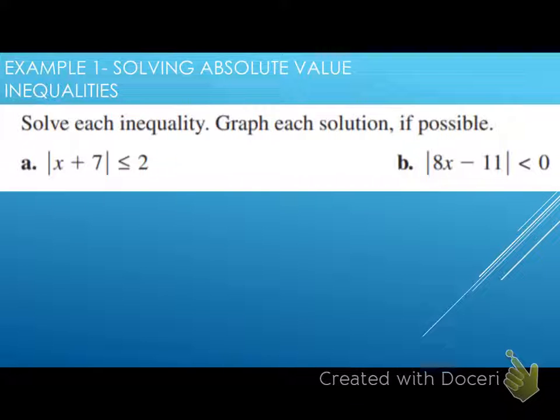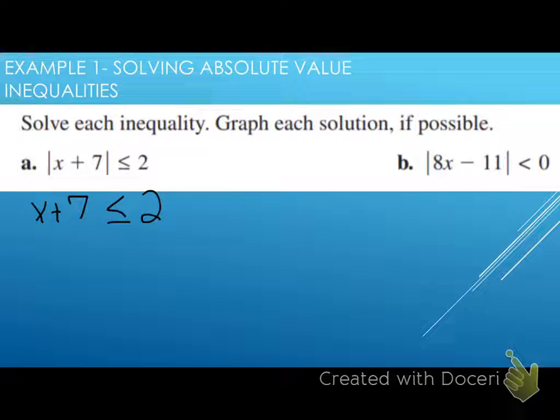What does my first inequality look like? X plus 7 is less than or equal to 2. Very good. Exactly the same without the bars. X plus 7 is less than or equal to 2. Questions on that? First inequality is always the same without the bars. What's my second inequality going to look like?